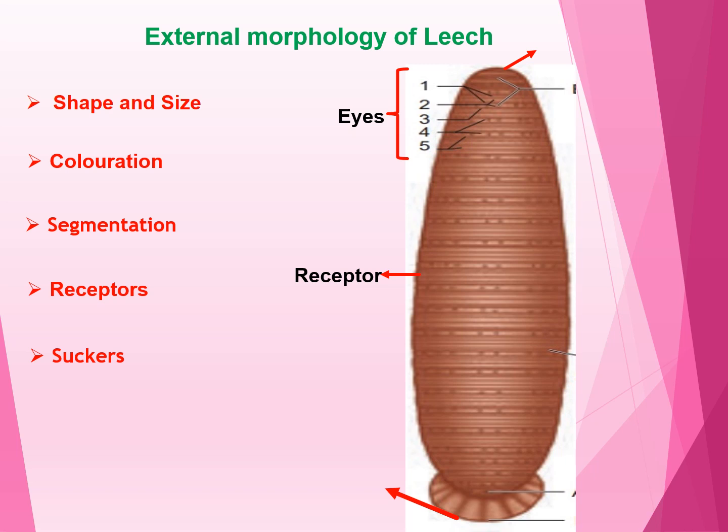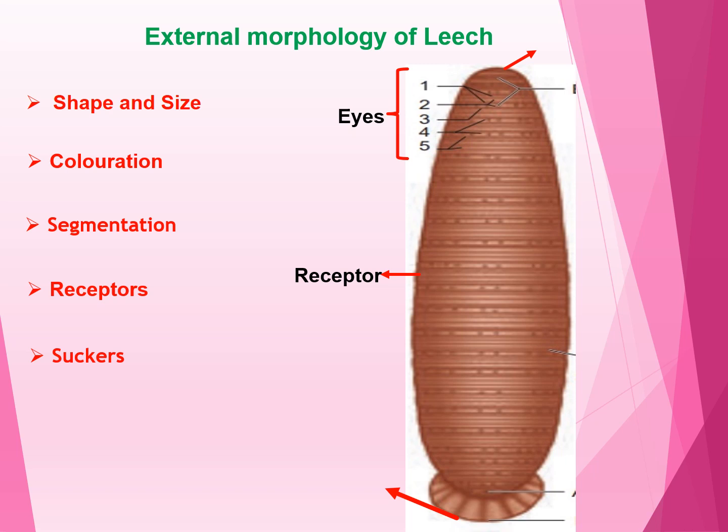The anterior end has a sucker. That sucker is called the anterior sucker or oral sucker, which is ventral in position, occupying the first 5 segments. The posterior sucker is formed by the fusion of the last 7 segments.